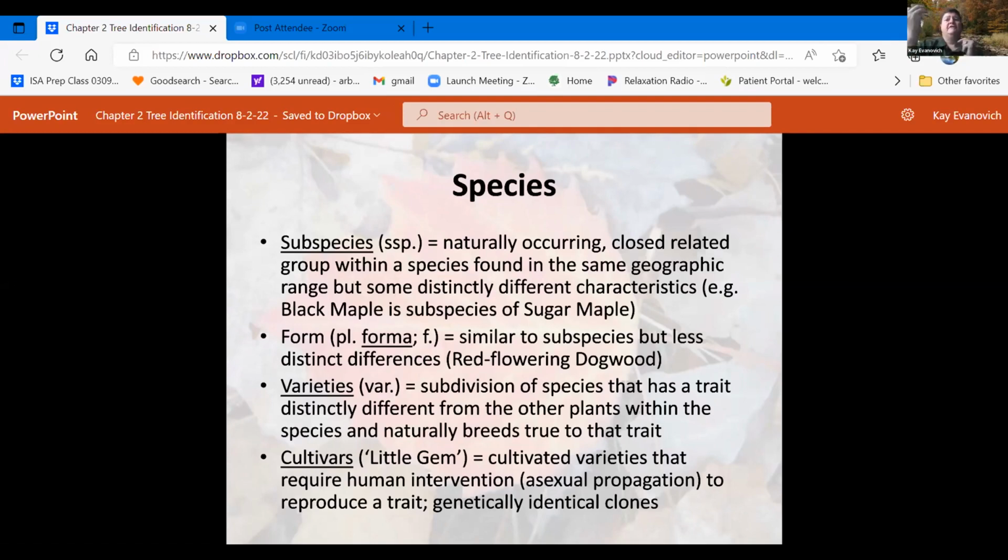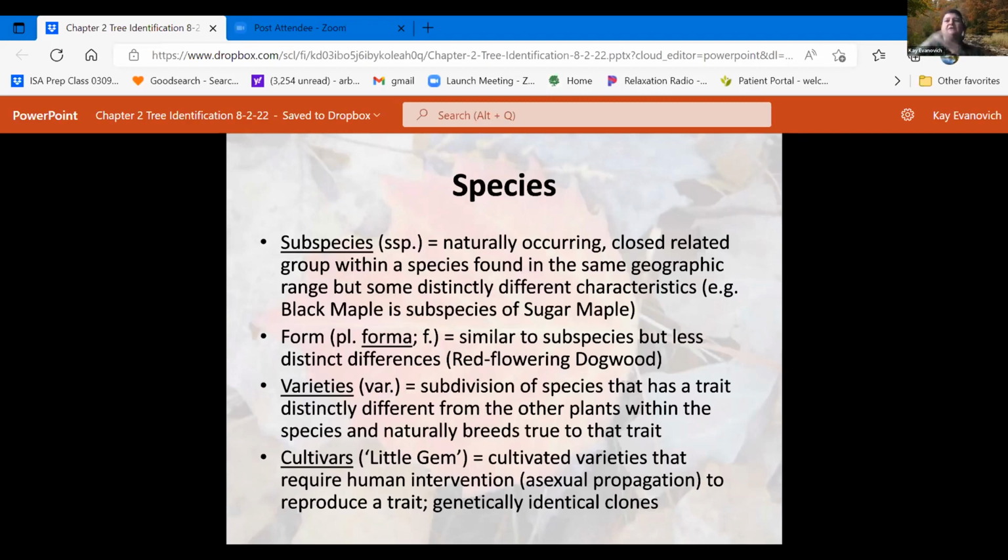So form is another one, and the plural of form is formae. Might want to take note of that. And that's written with a small f, right? It's similar to the subspecies, but with less distinct differences, like a red flowering dogwood, right? That would be its form.